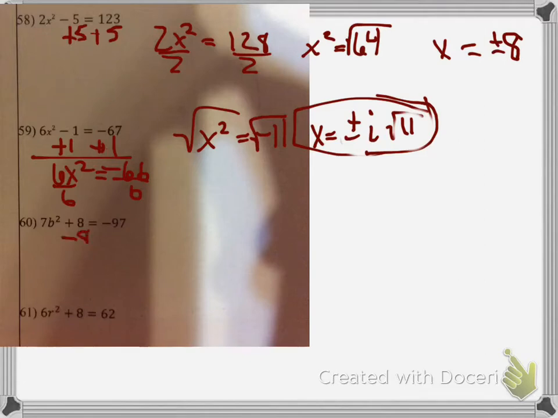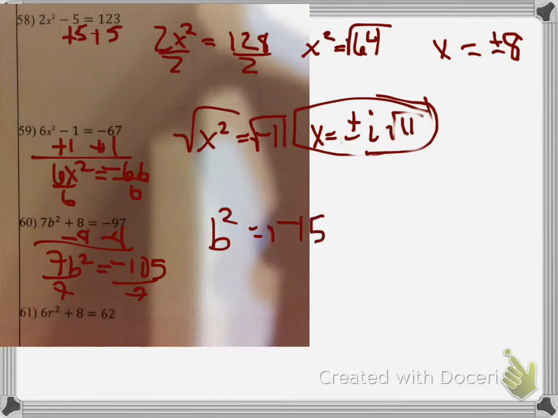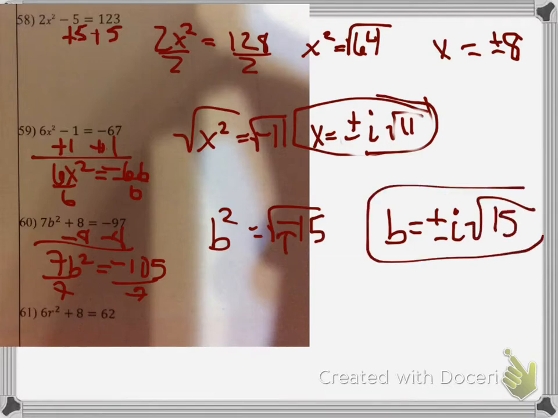Anyways, alright, add 8, you get 7b squared is equal to negative 105. Divide by 7, you get 15, so b squared is equal to negative 15. Take the square root, and I get the same thing, that b is equal to plus and minus i, because there's that negative again, square root of 15. And there's nothing else you can do about that, because there is no perfect square that will divide into 15.